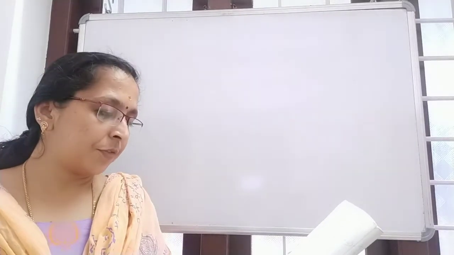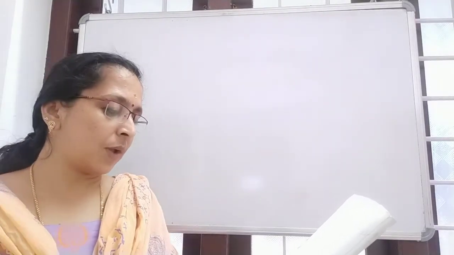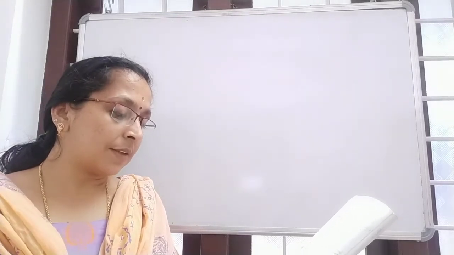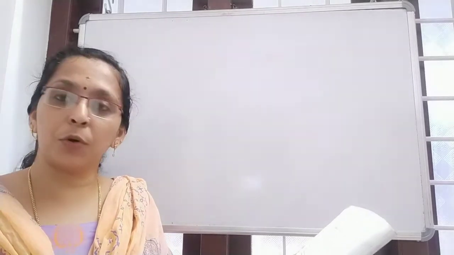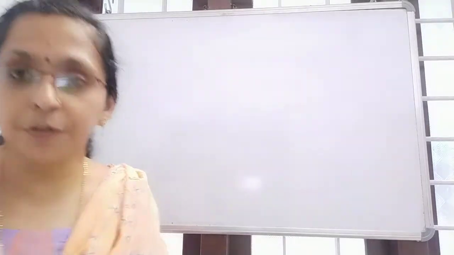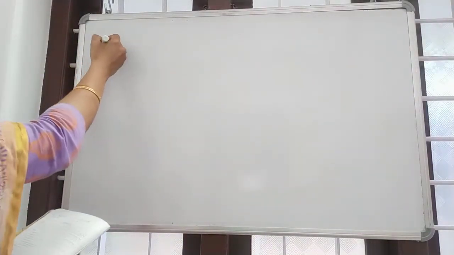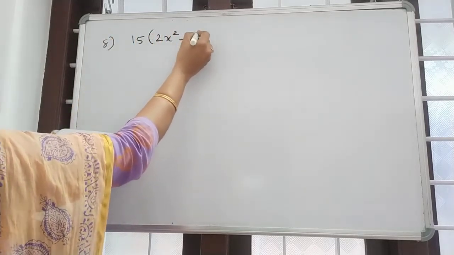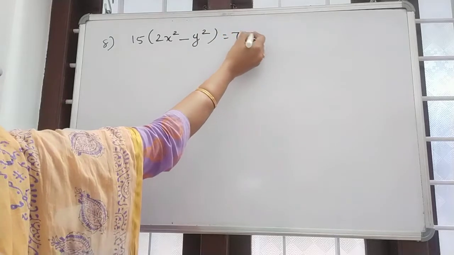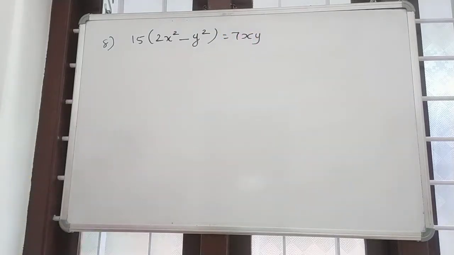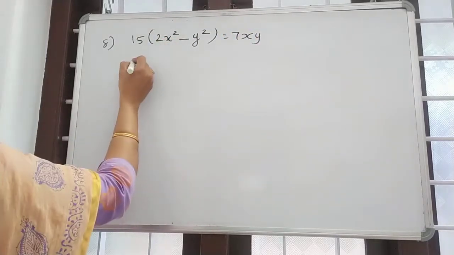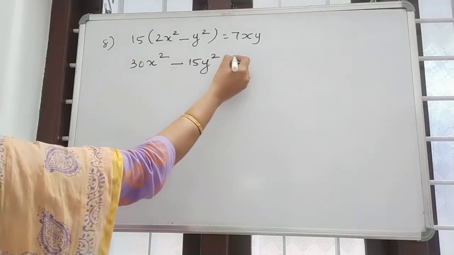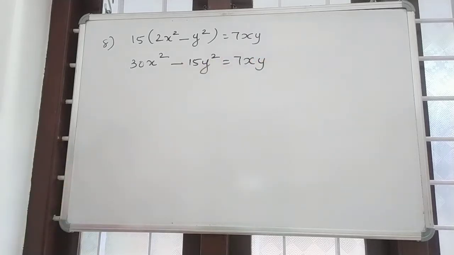8th question. If 15 into 2x square minus y square is equal to 7xy, find x is to y if x and y both are positive. Given 15 into 2x square minus y square is equal to 7xy. So change the bracket. 15 into 2x square gives 30x square minus 15y square is equal to 7xy.